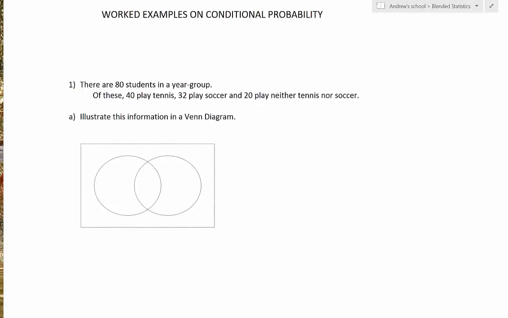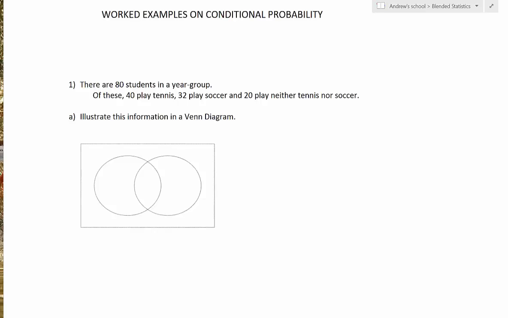Hello. In this video we're going to look at two classic examples of conditional probability, one with Venn diagrams and one with tree diagrams. So let's look at this first one. 80 students in a year group. Of these, 40 play tennis, 32 play soccer, 20 play neither. Illustrate the information in a Venn diagram.